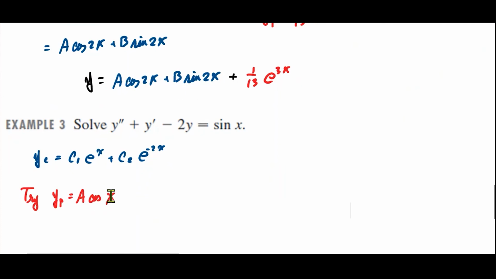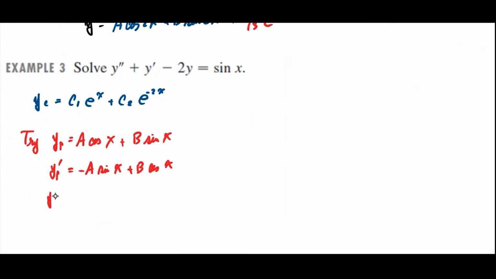Whatever that will give, if I take two derivatives, it should still give me this. So I have to pick the one that will have a chance, okay? Not just any sine and cosine. Plus b sine of x. Then y prime will be negative a sine of x plus b cosine of x. And then y double prime will be negative a cosine of x minus b sine of x.